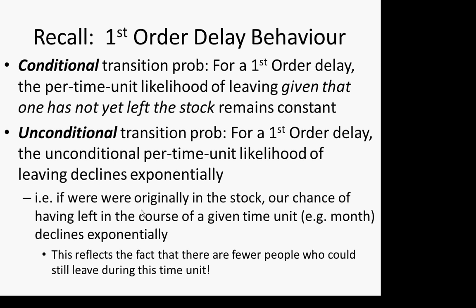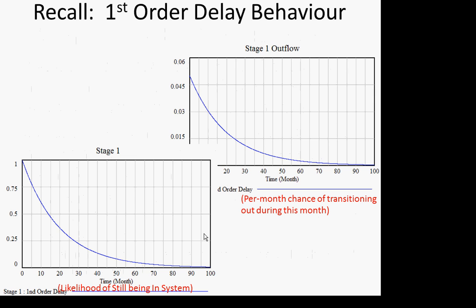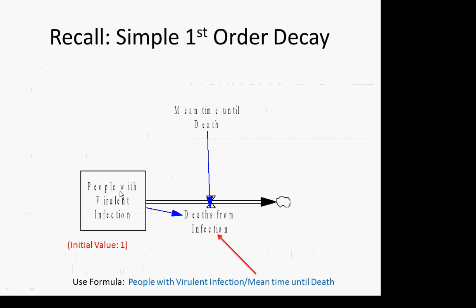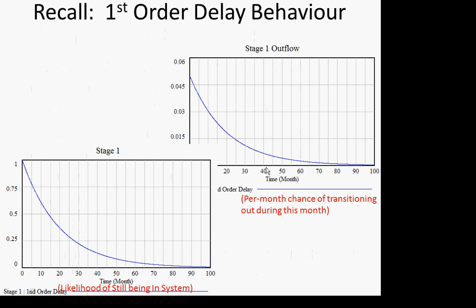So, if we were originally in the stock, our chance of having left it in the course of a given time unit, say left it in the first month, or having left it in the second month, or the third month, etc., it's declining. So the number of people in the stock goes like this, and your chance of remaining in the stock goes like this. And your chance of leaving the system, here the system is just one stock, goes down like this. The chance of having left in a certain time unit from the system. Does that make sense? Yes?